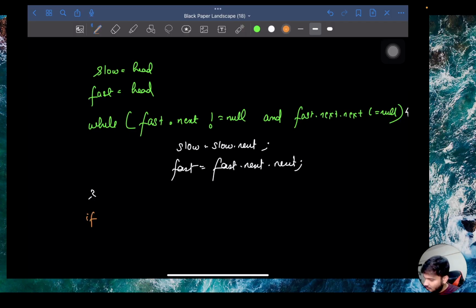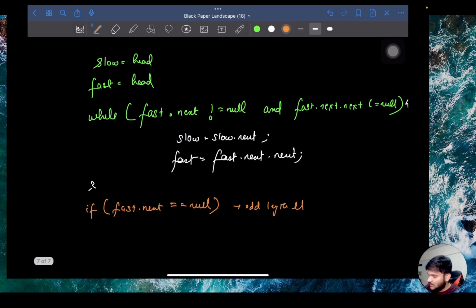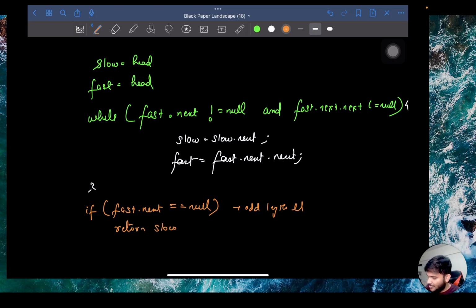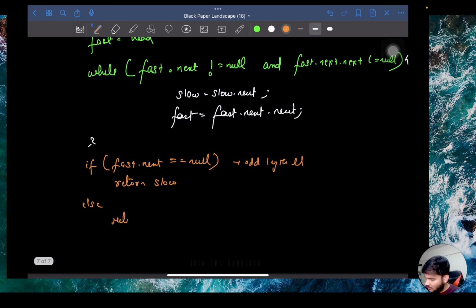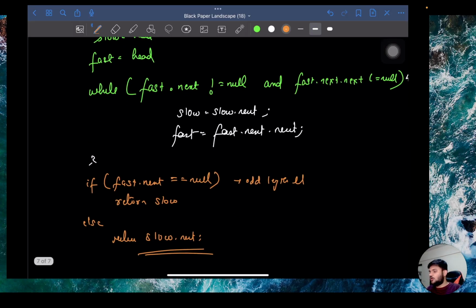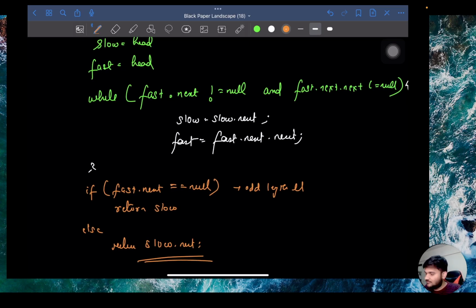So you can say if fast dot next is equal to null, right? Maybe due to this condition, you stopped the loop. This condition will occur when you have an odd length linked list. In that case, return the slow pointer, else return slow dot next. That's it. That's how you can implement your midpoint algorithm very easily, right? This is all that you have to do. Time complexity of this algorithm is going to be order of n. Space complexity is going to be order of 1, because you're not taking any extra space and you are just traveling every node at max once, right? Or technically, you are iterating over every node once. That's how you can actually solve this question.